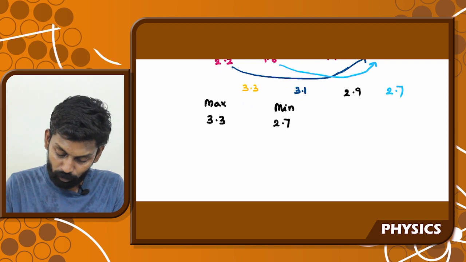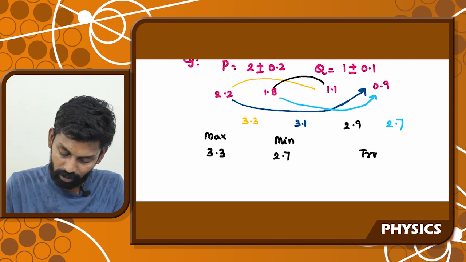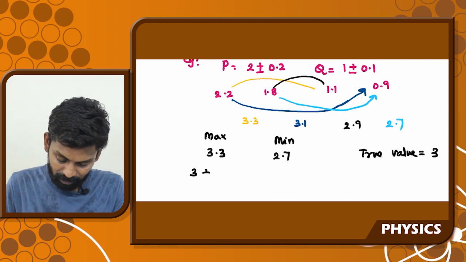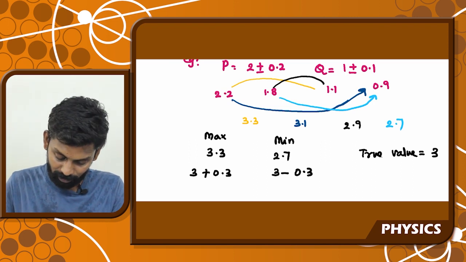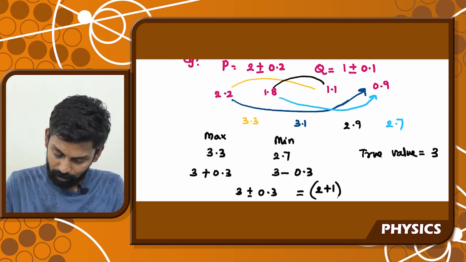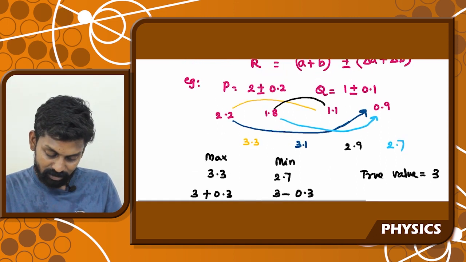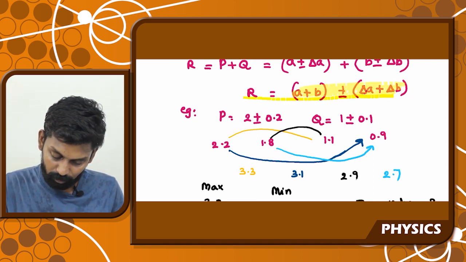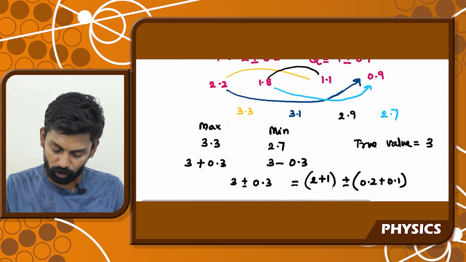which is nothing but the true value of P plus Q, which is 2 plus 1. The true value is equal to 3. So we got the maximum value to be 3 plus 0.3 and the minimum value to be 3 minus 0.3. So we got the range of values as 3 plus or minus 0.3, which is nothing but 2 plus 1 plus or minus 0.2 plus 0.1. So we can justify the equation that we have already shown here, A plus B plus or minus delta A plus delta B. So we are able to justify that equation. Next we will move on to subtraction.